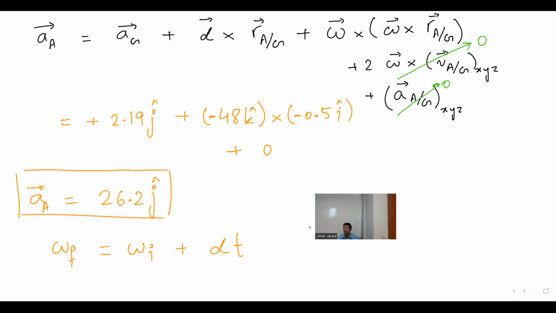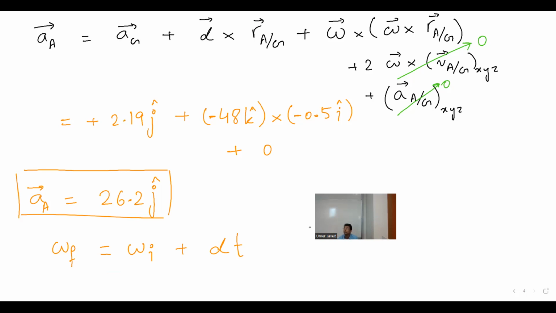Because i cross j is k, right? When you write on paper, i cross j is a k. So look, i cross j is a k. So anti-clockwise k has to be positive in Cartesian coordinates. Otherwise, i cross j will not be positive.